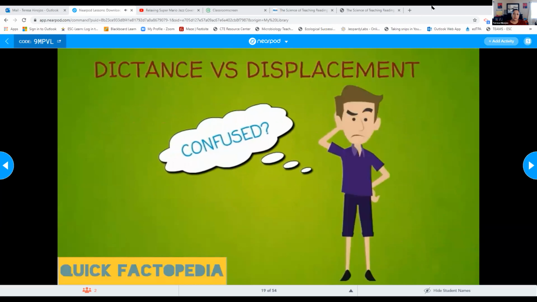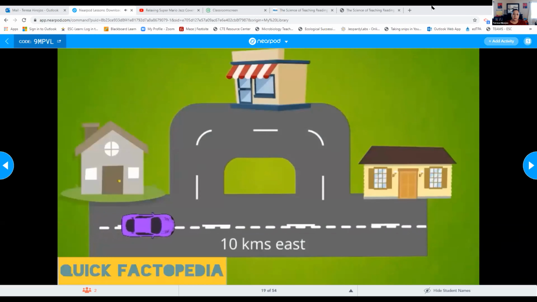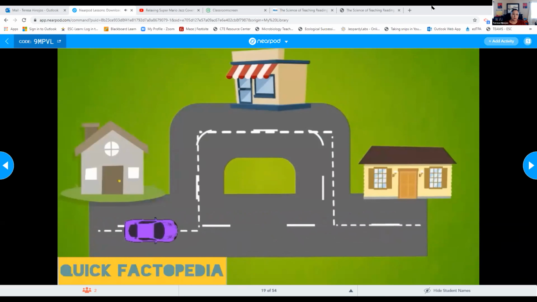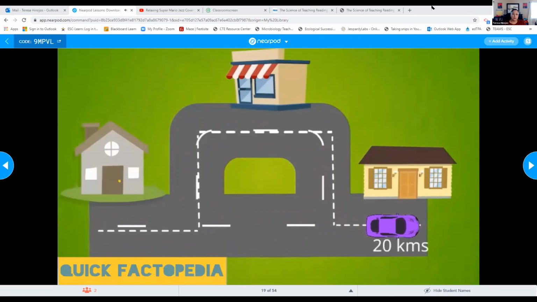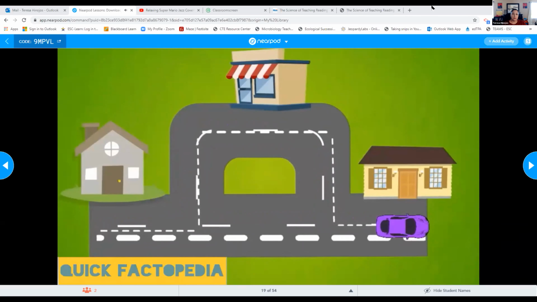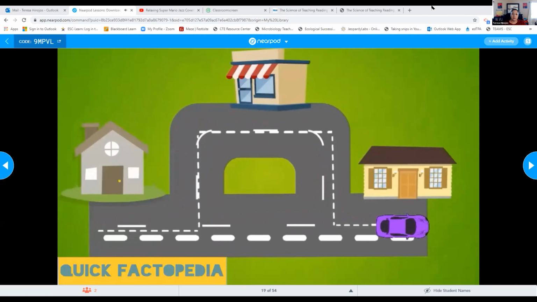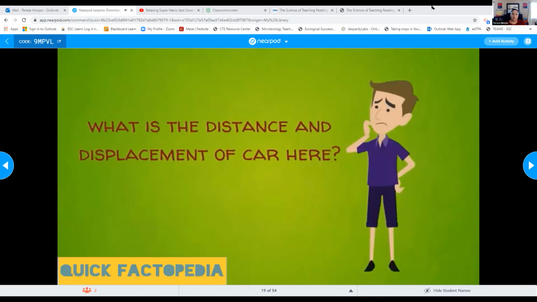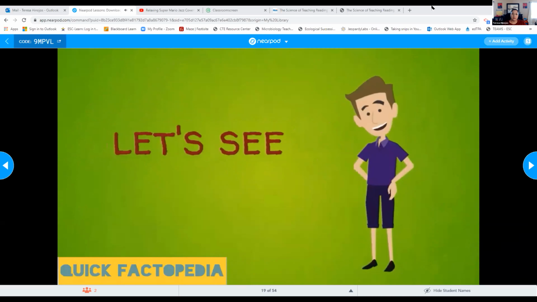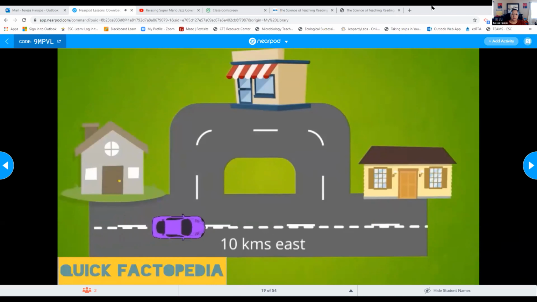Still confused? Let's take one example. Let's say I have to go to my friend's birthday party, and his house is 10 kilometers to the east from my house. But here I take a different and longer route, as I have to buy a gift for him, traveling about 20 kilometers in total. So here, the destination is the same, but the path traveled is different. Then, what is the distance and the displacement of the car here? Come, let's see. If I travel straight 10 kilometers to the east to my destination, it will be the shortest path I can take.